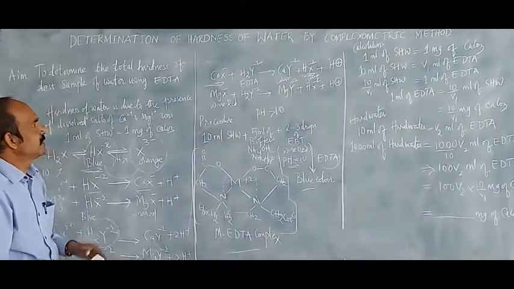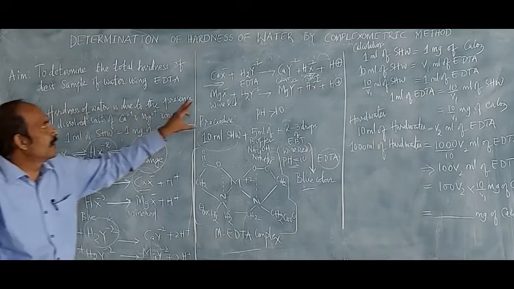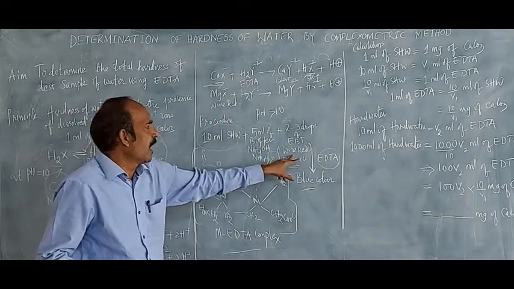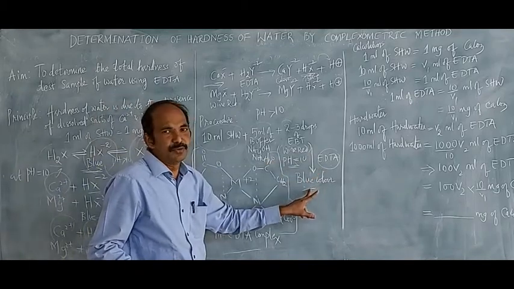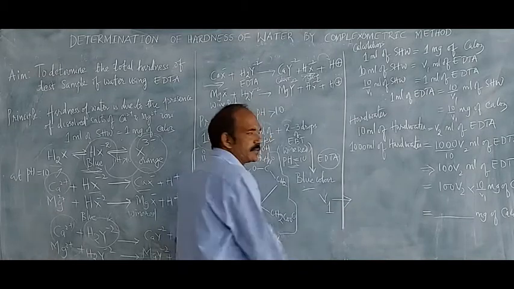So like that, the first step is you are going to take the standard hard water, and we have added 5 ml of buffer and indicator where it changes to wine red color, and when we titrate it against the EDTA it changes to blue color. So like that, if you are doing it for the standard hard water, we take the reading as V1.